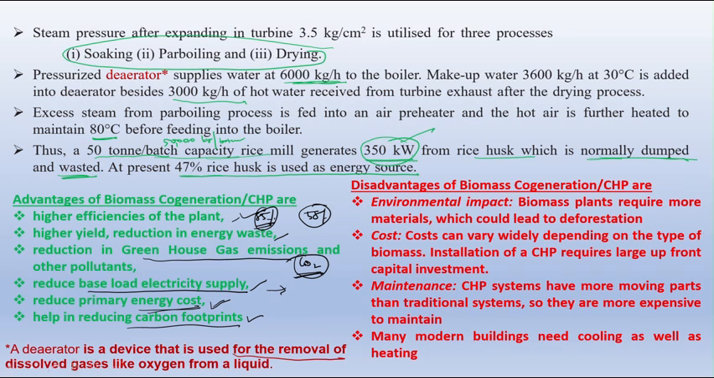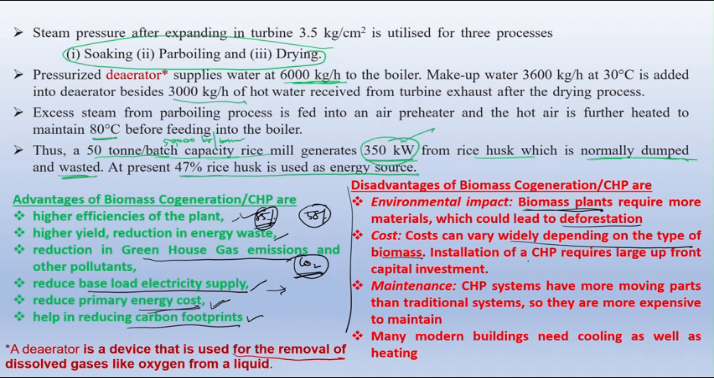Another side is some drawbacks. What are the drawbacks? One is the environmental impact. We cannot run the biomass plant continuously because it may result in deforestation, as continuously running biomass leads to cutting plants and other parts. There is deforestation. Next one is the cost. Cost can vary widely depending on the type of biomass used. In the case of bagasse or rice husk, it is produced as a byproduct. If you use some other biomass, it can require a higher amount of cost, just like wood or some other biomass sources.